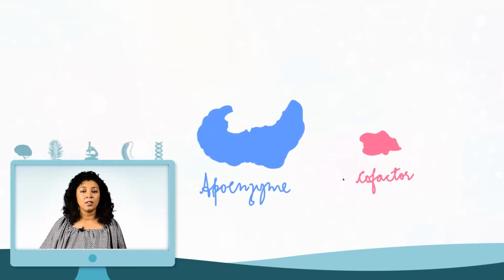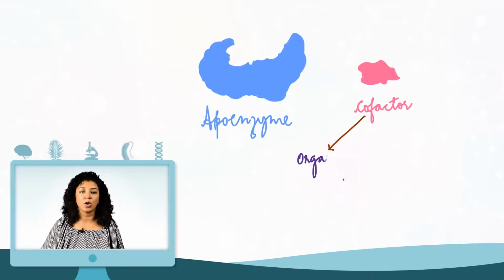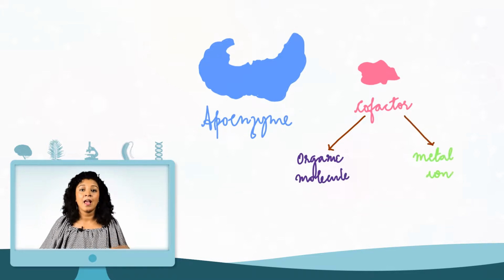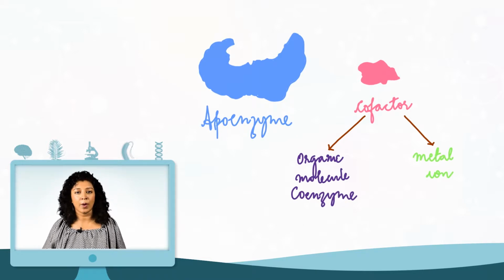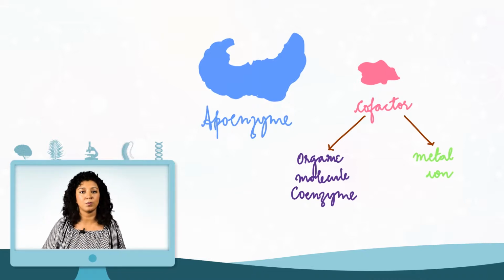The apoprotein or the apoenzyme need cofactors to complete them. Now, the cofactor can either be an organic molecule or a metal ion. And if it is an organic molecule, then it's called a coenzyme. Coenzymes are usually derivatives of vitamins. So they're just functional groups that come by and give the enzyme certain properties that it did not possess. But regardless of whether it's a coenzyme or a metal ion, these cofactors are very essential for the enzyme activity.